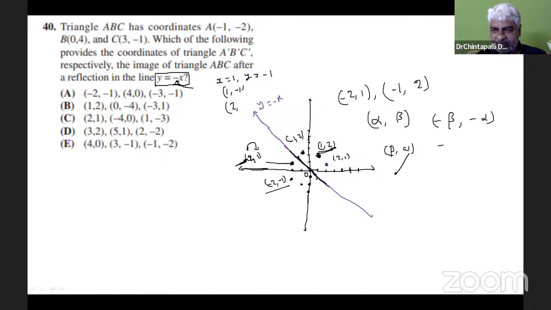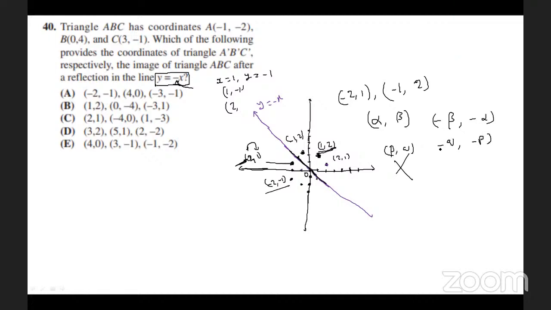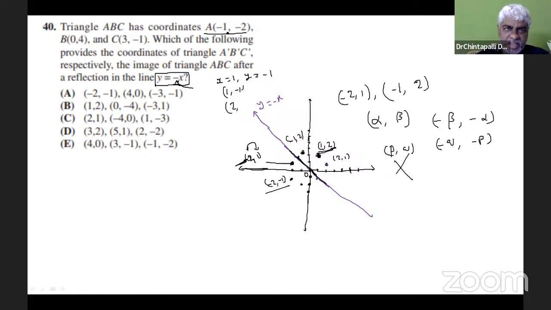First reverse. Both coordinates reverse. That is negative Q, negative P, right? Yes, sir. Now try to answer this question. Simply it is asking for the image of A, B, C. What are the images of A, B, C?